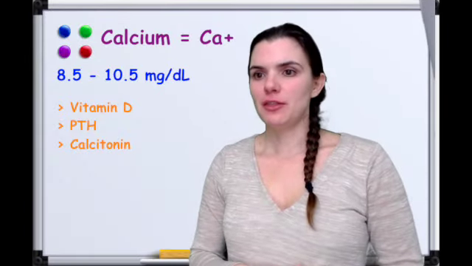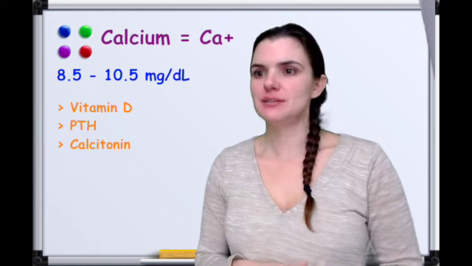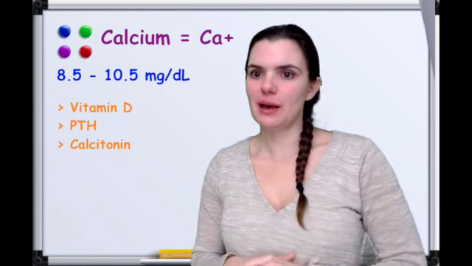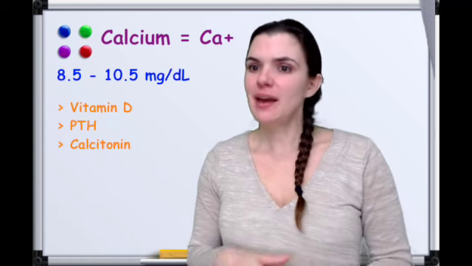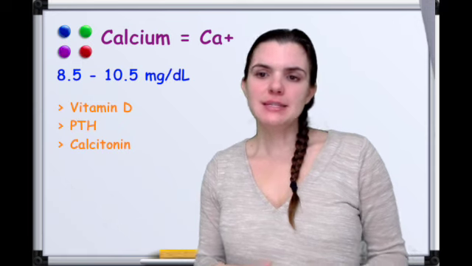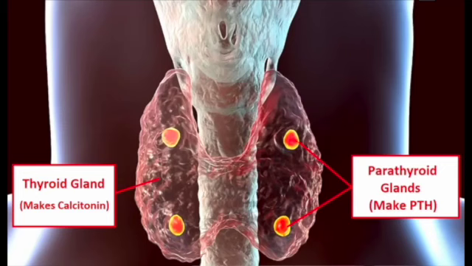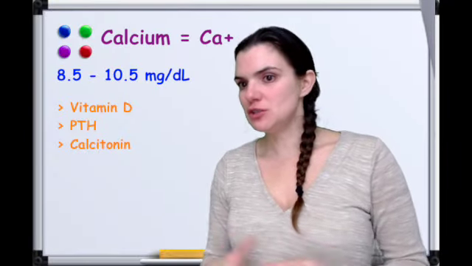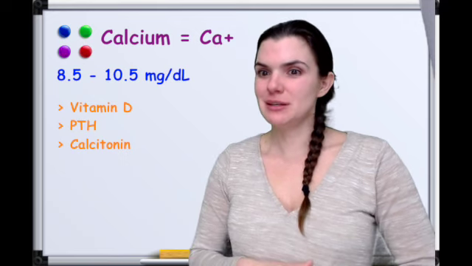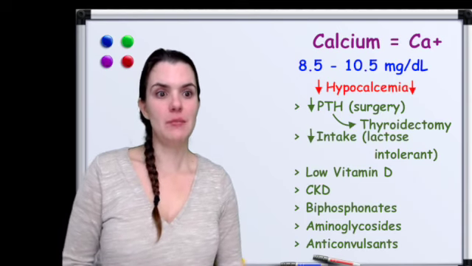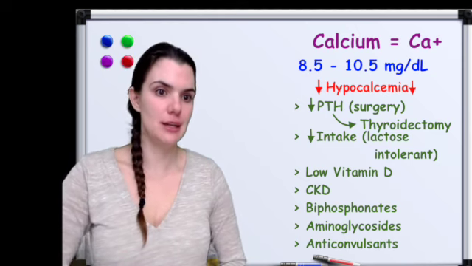Calcium is regulated by 3 different things. One is vitamin D. It's very important the person has vitamin D on board in order to absorb calcium. Second, the parathyroid hormone, or PTH. And third, calcitonin. PTH is produced by the parathyroid gland, and calcitonin is produced by the thyroid gland. So, if you have destruction to these glands, or maybe a patient's had surgery, we can alter their calcium levels. A normal calcium level is 8.5 to 10.5 milligrams per deciliter.